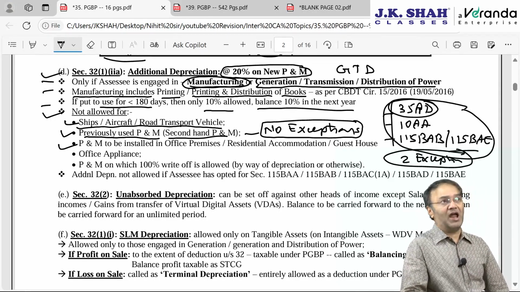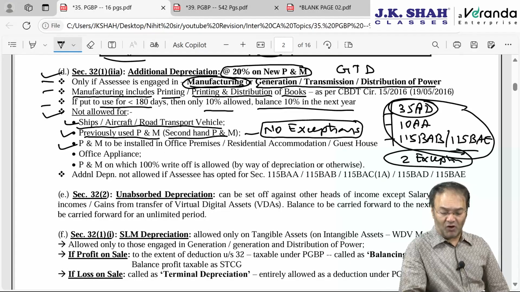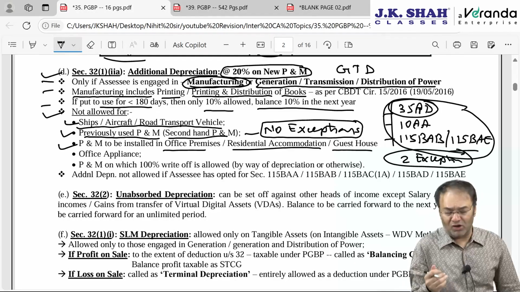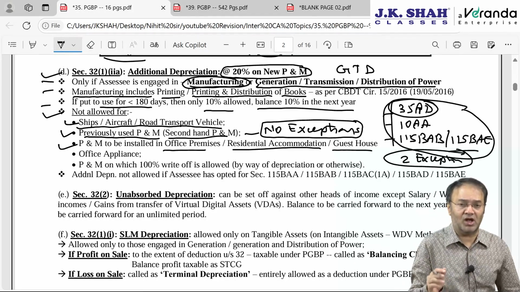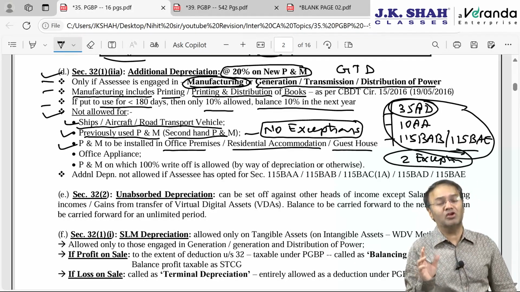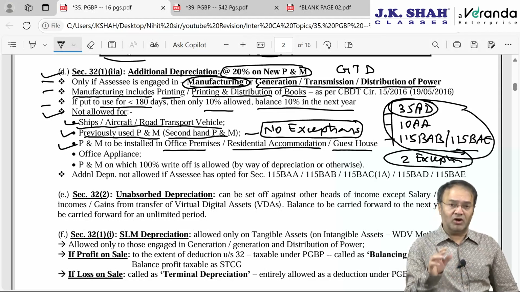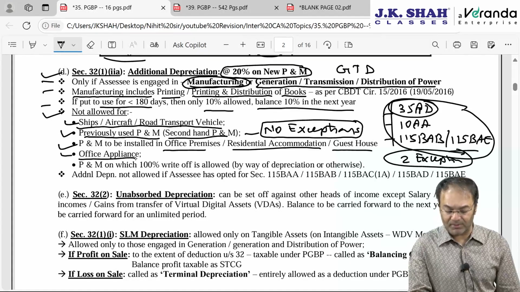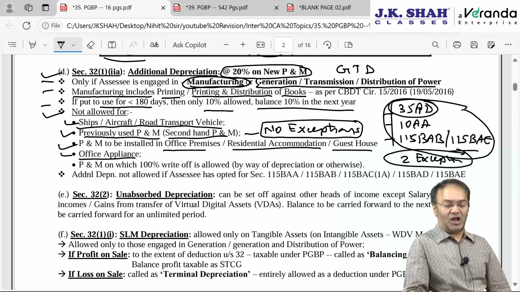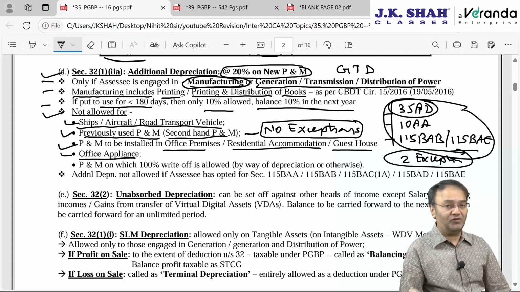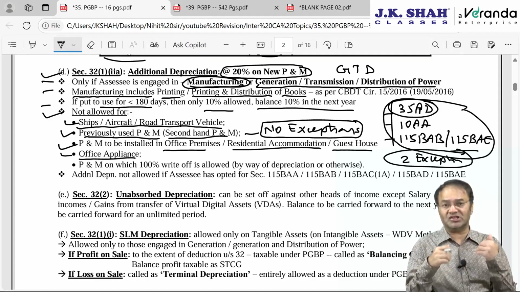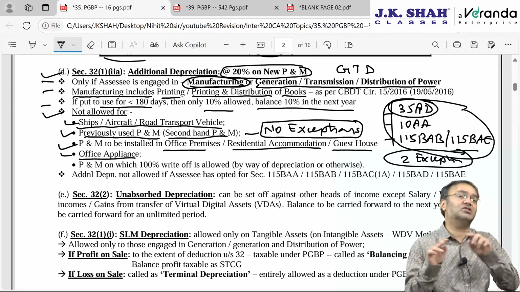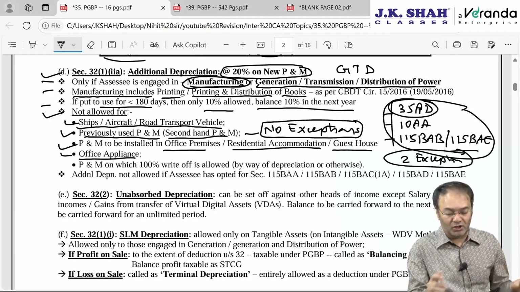Third and fourth, plant machinery which is to be installed in any office premises or residential accommodation including a guest house, then it will not be allowed. I already told you the idea behind 32(1) clause 2A additional depreciation. Idea is to give a boost to manufacturing industry. Therefore, only those plant machineries will be eligible which are used inside the factory. Next is office appliance. Office appliance like computer ideally is not allowed, but if the same office appliance is used inside the factory, then it is allowed. Computer or a laptop which is connected with other plant machinery inside the factory will be eligible for additional depreciation. Same laptop used inside the office is not eligible.